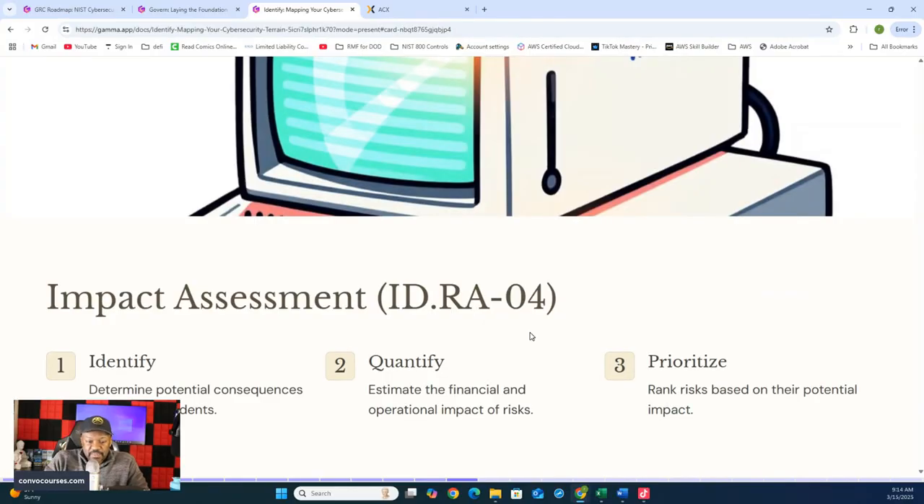Impact assessment is another huge part of Identify, where you're identifying not only the primary assets that you have and prioritizing them, but what is the impact if we get hit. What is the impact to our organization? And that all comes back to identifying what your assets are, what the most important things to your organization are, and how we can protect them properly.